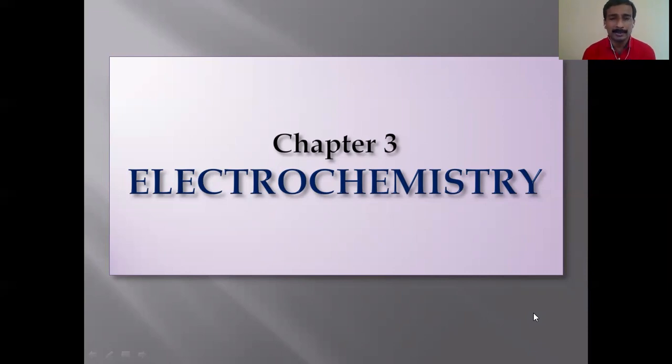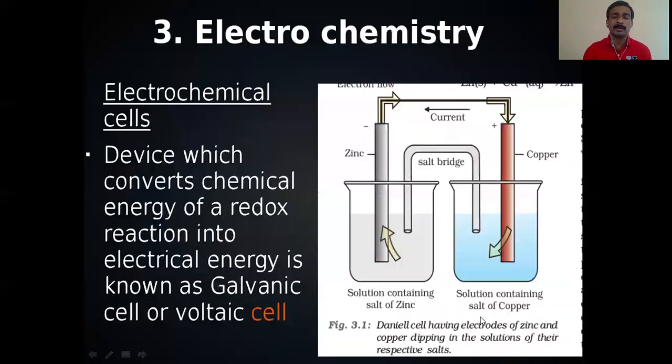Here in the first part, we have to study the Nernst equation, but before studying the Nernst equation, you have to remember what a galvanic cell is. A galvanic cell is a device which converts chemical energy into electrical energy. That is a galvanic cell. Last year we discussed the zinc copper cell. You may remember it.